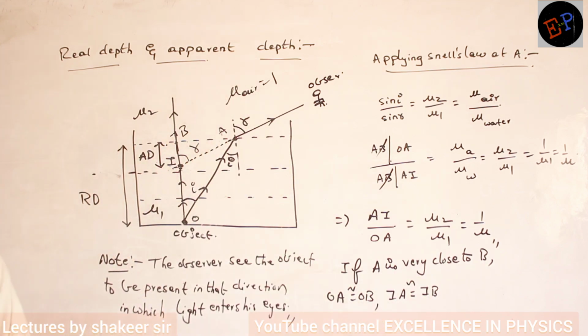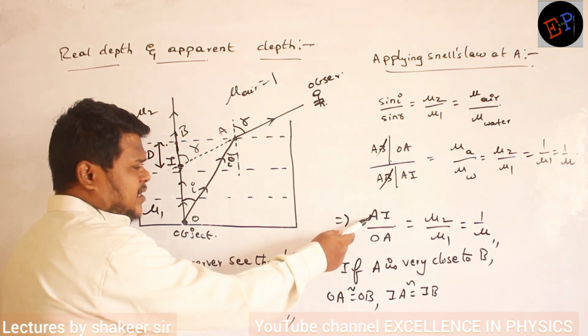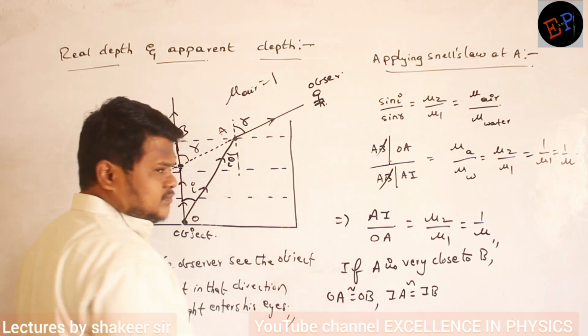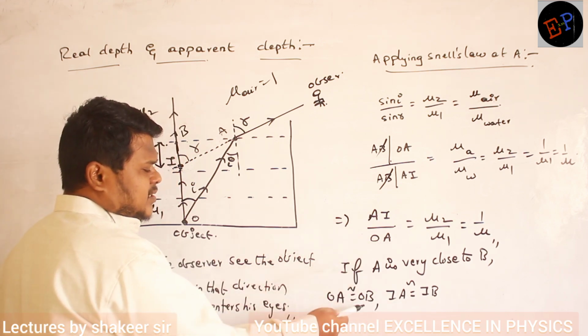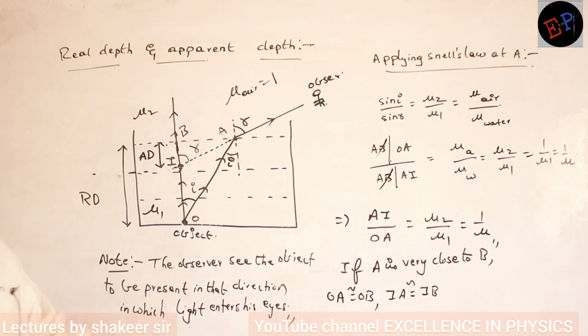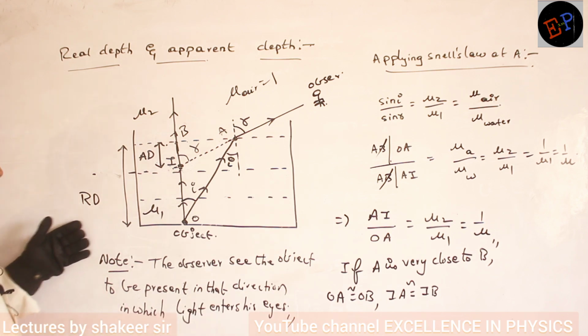Clear now? So therefore, instead of IA, what can I write? I can write IB, no? And similarly, instead of OA, what can I write? OB. So substitute those values. Shall I write here?